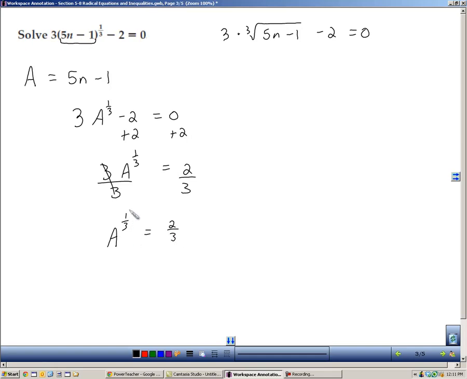And now I can get rid of a 1/3 power by taking that to the 3rd power. So I'll take both sides to the 3rd power. 1/3 and 3 is 1, so this just becomes a to the 1st. I'm going to cube 2 and get 8. I'm going to cube 3 and get 27.